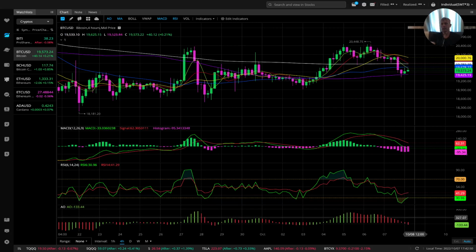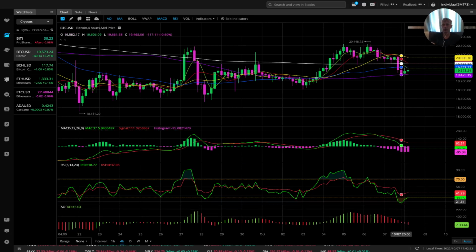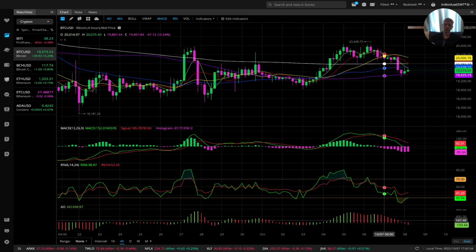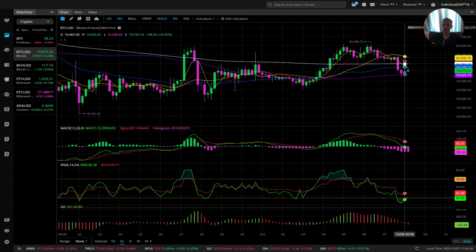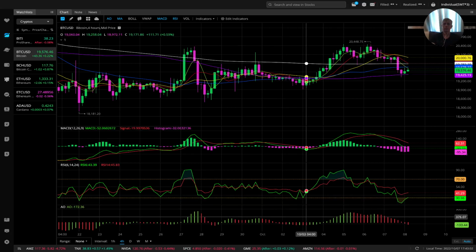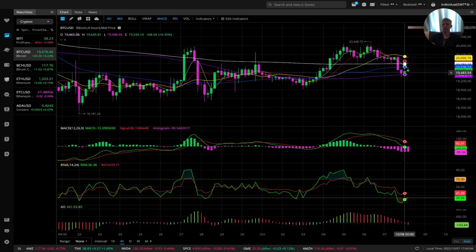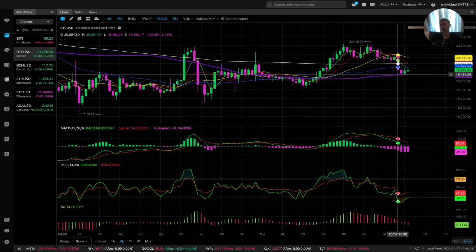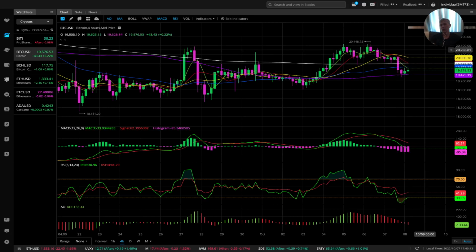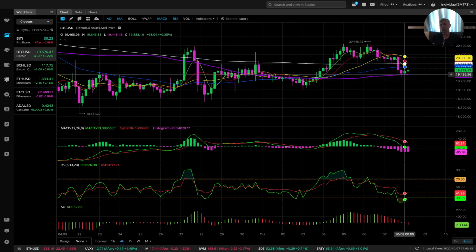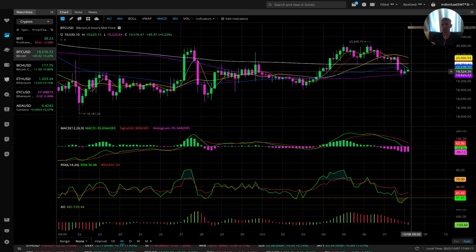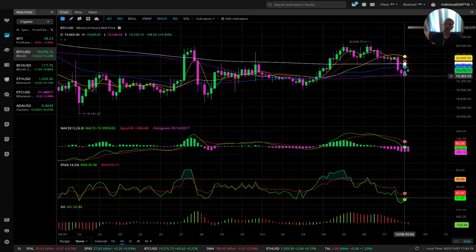RSI is in an oversold state, and the awesome oscillator is in a bearish direction. Let's see, looks like MA100 could be a support that it can bounce from, right? At least it has indeed bounced for now, and we'll see how it's going to work.